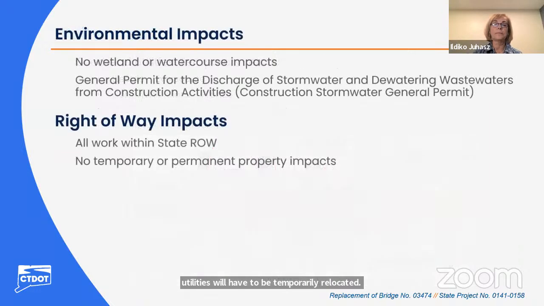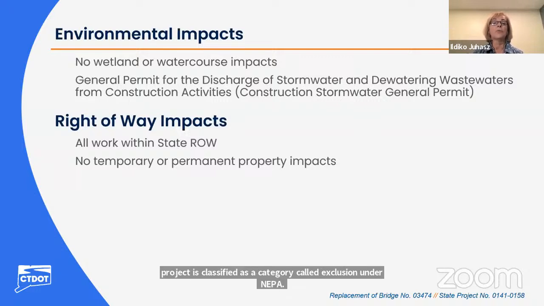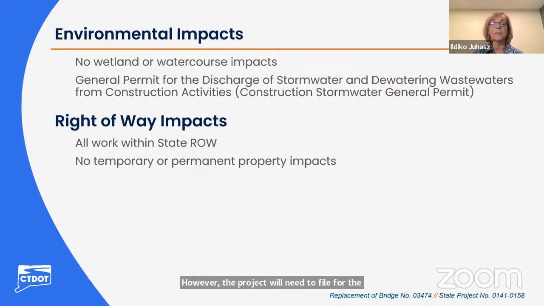As far as environmental impacts, a wetland flagging program did not identify any wetlands at this site. Therefore, there will be no wetland or watercourse impacts. The environmental review has been completed, and this project is classified as a categorical exclusion under NEPA. However, the project will need to file for the construction stormwater general permit. As far as right-of-way impacts, the structure is located entirely within the state right-of-way. Therefore, no temporary or permanent property impacts are anticipated.